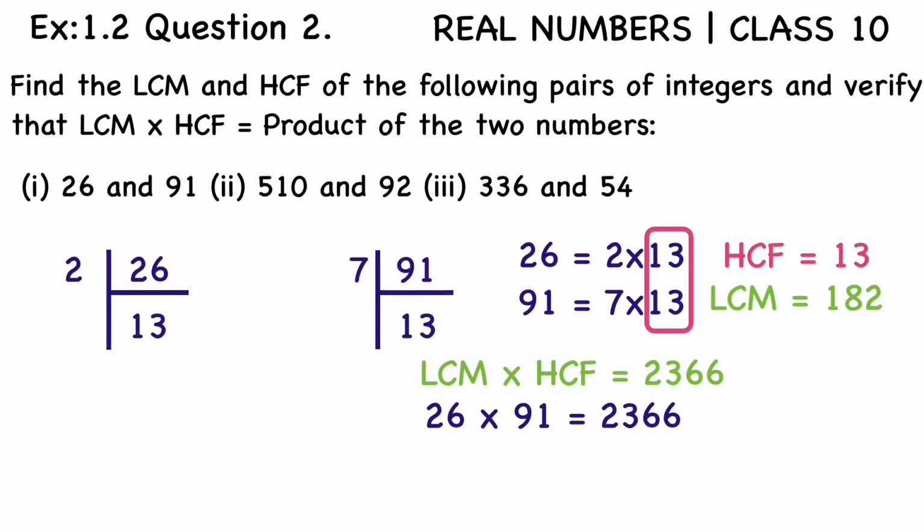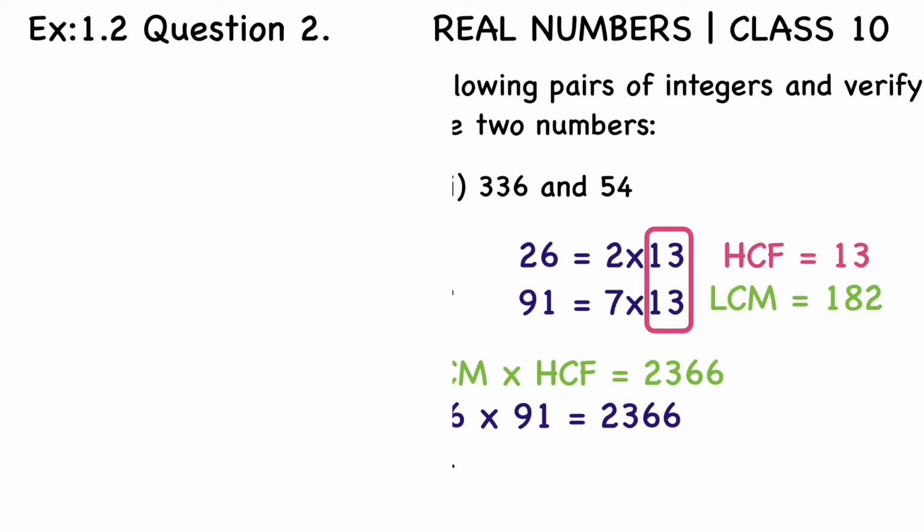So we have 26 into 91 also is equal to 2366. So we have LCM into HCF is equal to 26 into 91.